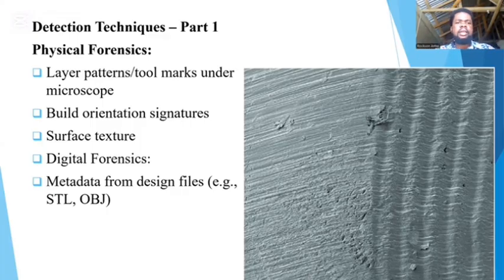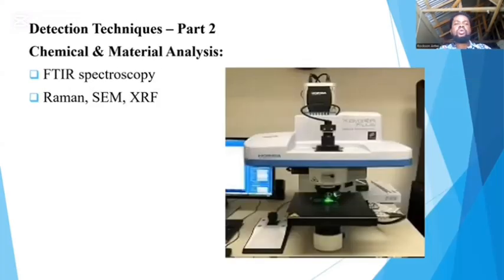And also the digital forensic approach in detecting these 3D printed counterfeits is examining the metadata from design files, and also the chemical and material analysis for these 3D printed counterfeits: Fourier transform infrared spectroscopy, and lastly, Raman spectroscopy, scanning electron microscopy, and XRF.